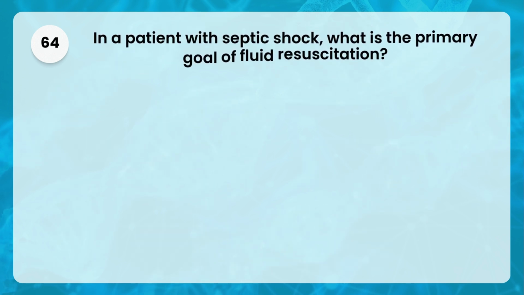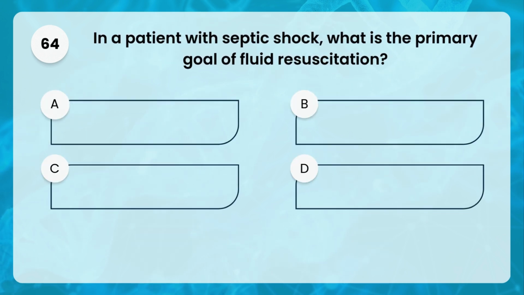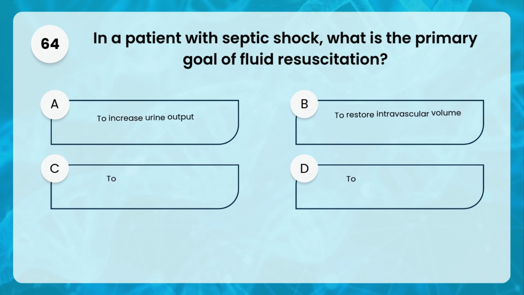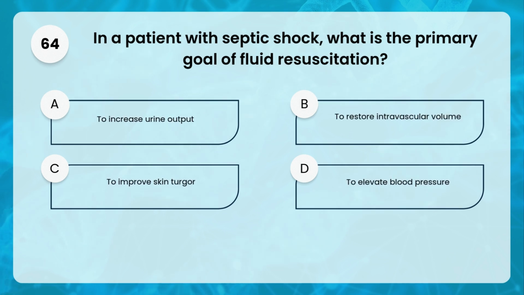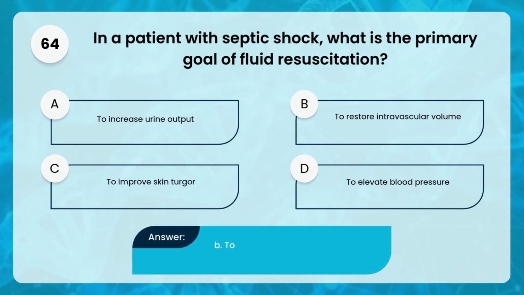64. In a patient with septic shock, what is the primary goal of fluid resuscitation? A. To increase urine output, B. To restore intravascular volume, C. To improve skin turgor, and D. To elevate blood pressure? The answer is B, to restore intravascular volume.